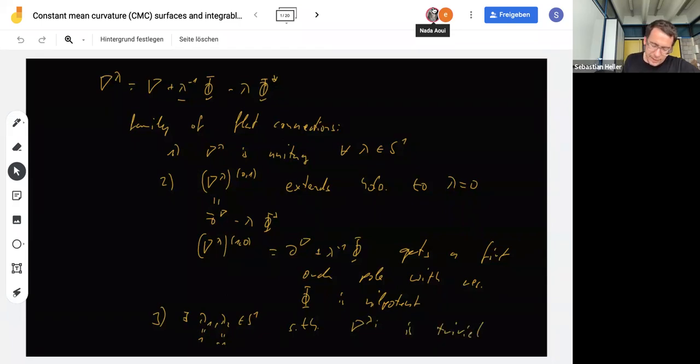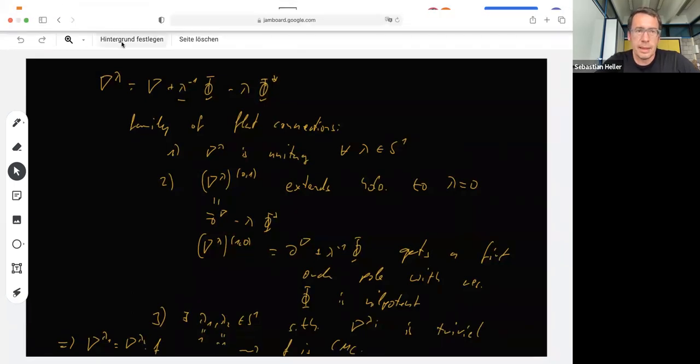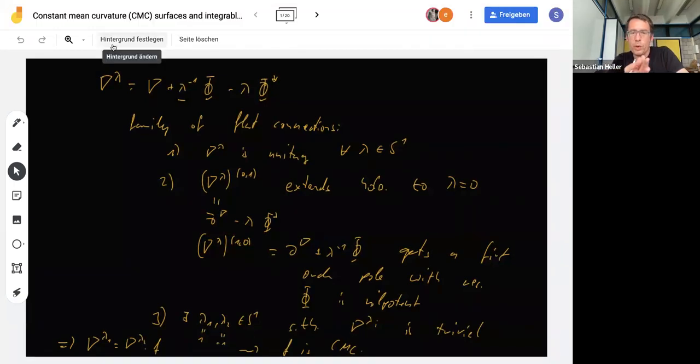And in that case, we can recover a minimal surface or a CMC immersion as we gauge between these two connections, nabla lambda 2 times f. And then f is minimal or a CMC immersion, depending on whether lambda 1, lambda 2 are plus minus 1, or what the angle between these two points is. So this is some computation I do not want to show you today, but I want to discuss how to construct such kinds of families of flat connections.